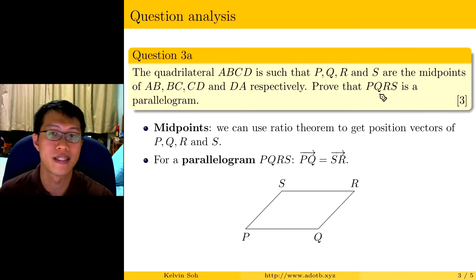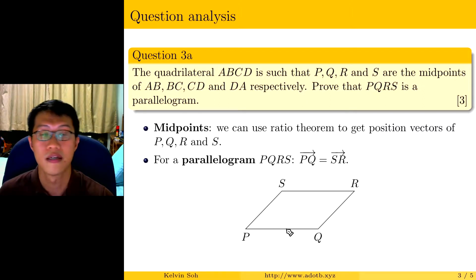Next, what does it mean to prove that something is a parallelogram? So here I've drawn a picture of a parallelogram, P, Q, R, S in anti-clockwise order. To prove something is a parallelogram, of course we need the sides to be parallel, in particular PQ and SR. But not just parallel, they must be the same length as well, same magnitude. So the vector PQ must be exactly the same as the vector SR. If these two are the same, the other two sides must be parallel and the same length as well. So to prove that we have a parallelogram, all we need to do is to prove that PQ is exactly the same as SR. So with that in mind, let's try to work out the full solution for this question.